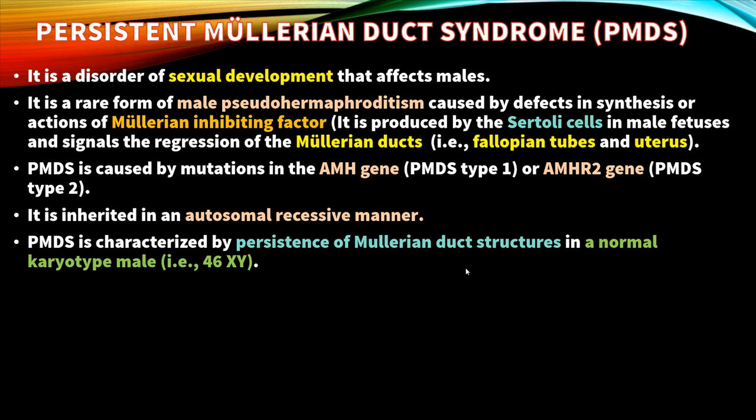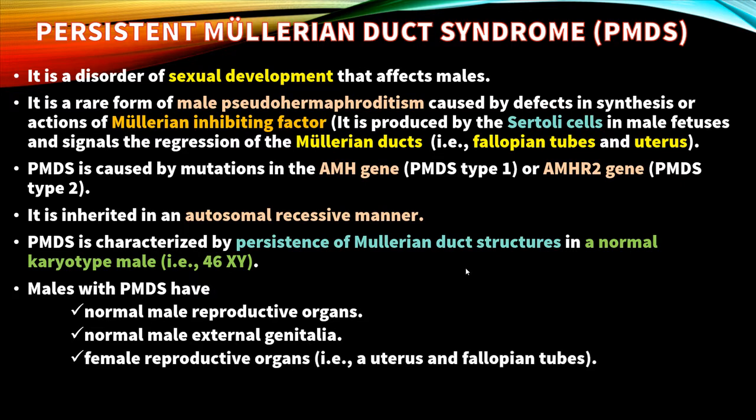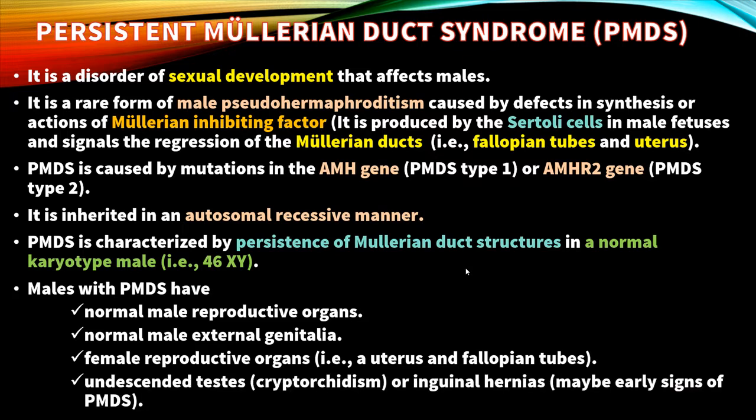PMDS is characterized by the persistence of Mullerian duct structures in a normal karyotype male, 46XY. Males with PMDS have normal male reproductive organs, normal male external genitalia, female reproductive organs, that is, a uterus and fallopian tubes, and descended testes, cryptorchidism, or inguinal hernias. These may be early signs of PMDS, persistent Mullerian duct syndrome.